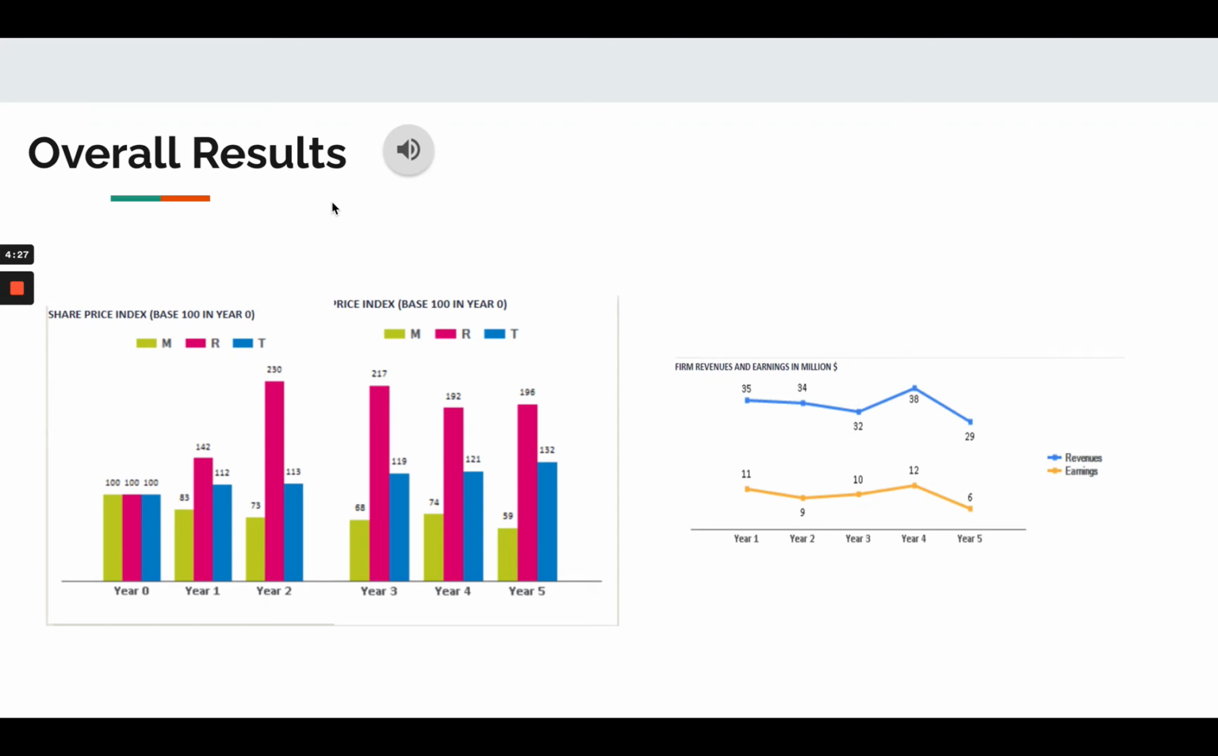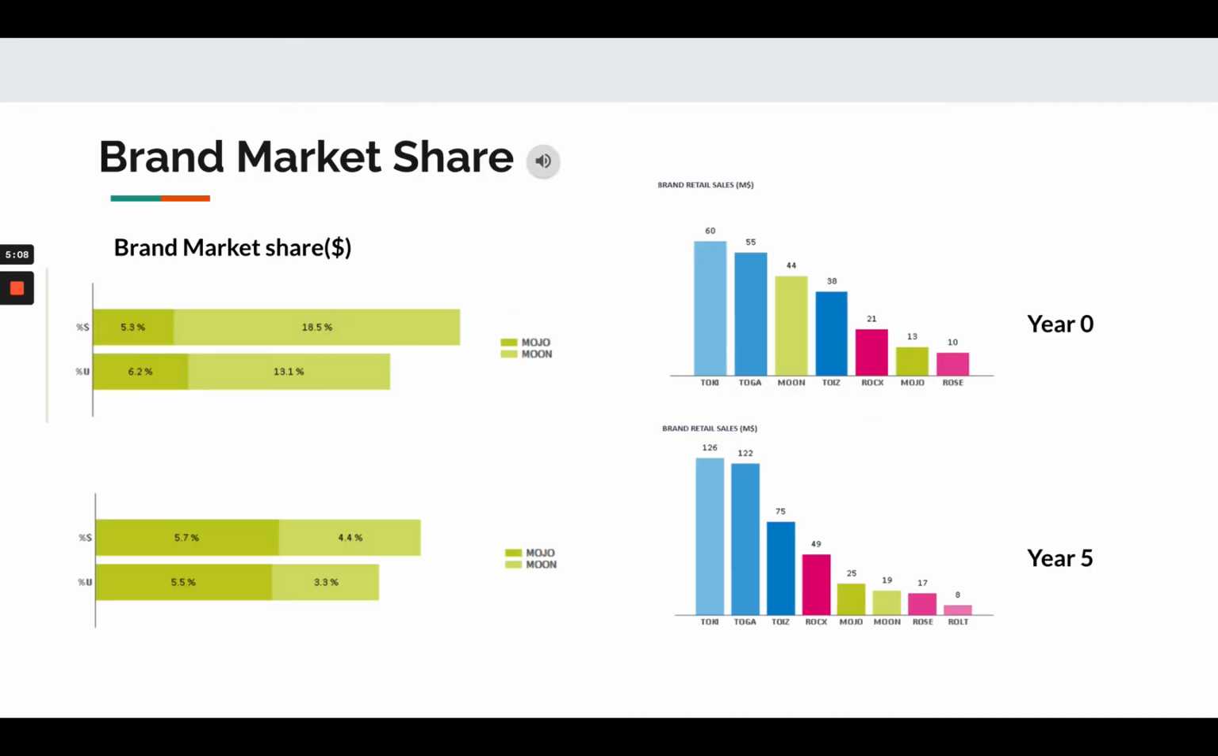Our company is not operating very well because, from the chart, share price shows that revenue and earnings show a downward trend. We have almost no money during these 5 years compared with the start, year 0. Share price has dropped by 41, the revenue has dropped by 6 million, and the earnings have dropped by 5 million.